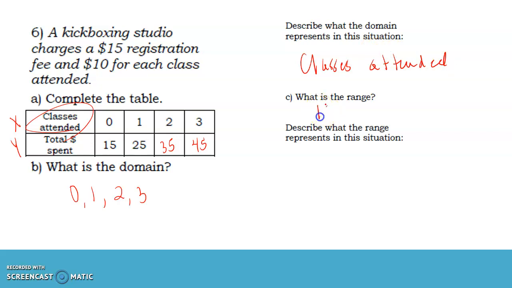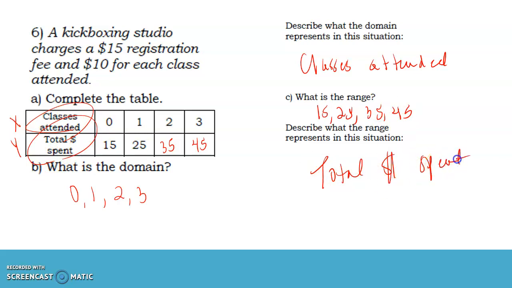What is the range? 15, 25, 35, 45. And what does this describe? Total money spent.